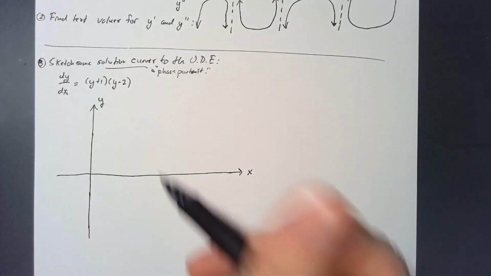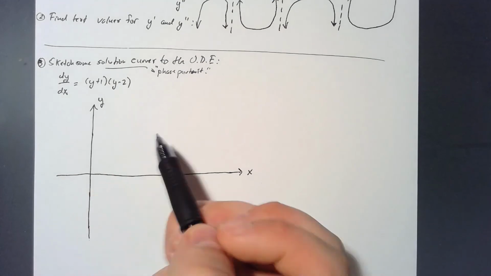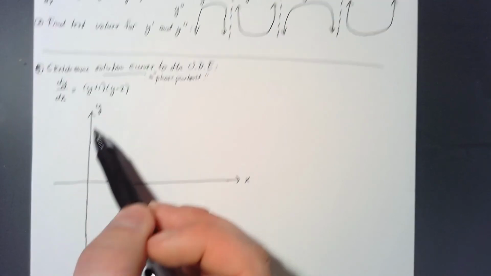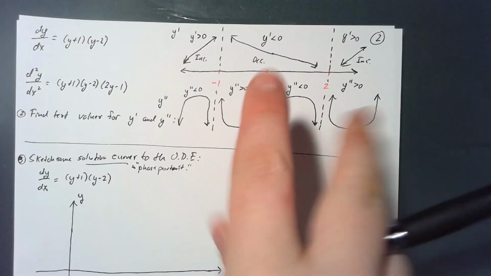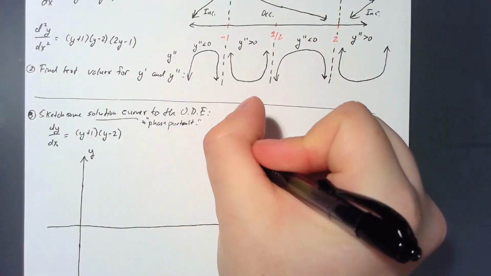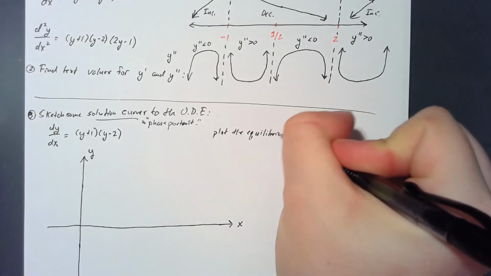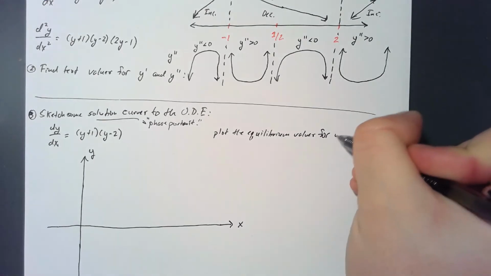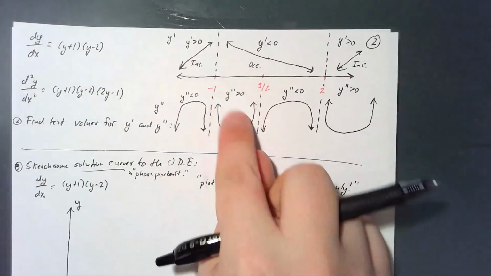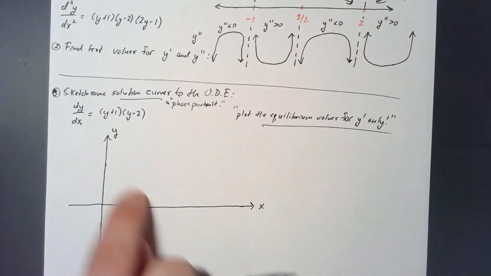So the first thing you want to do is include the equilibrium values for the first derivative, because we're sketching the solutions for the first derivative. So the only equilibrium values we're putting on here are the ones for the first derivative. So let me rephrase that. What are the equilibrium values for y prime only? Well, for y prime, negative 1 and 2. 1/2 was an equilibrium value for the second derivative. I'm not putting that on the phase portrait.